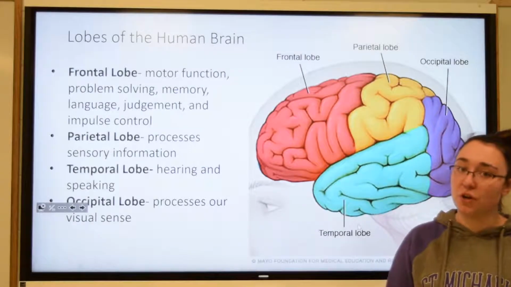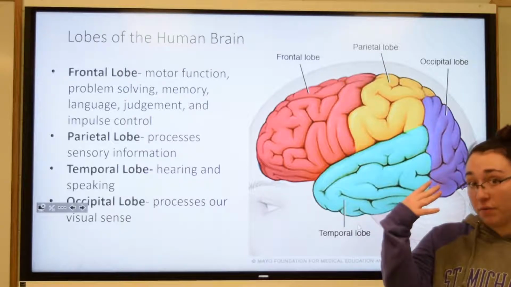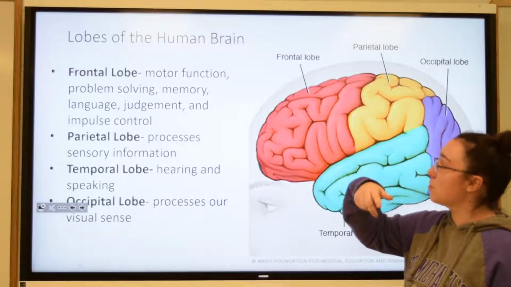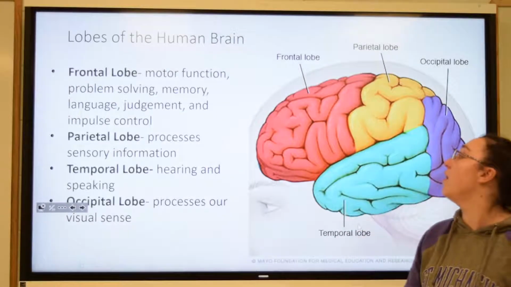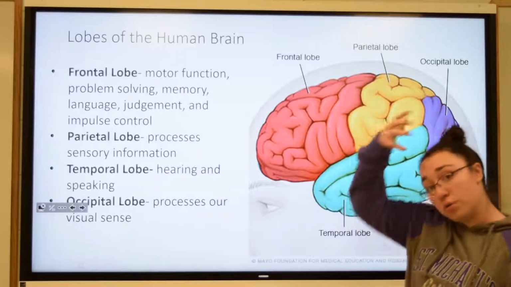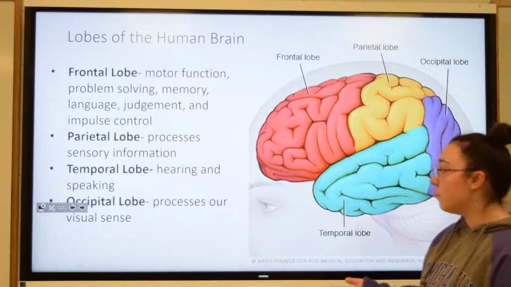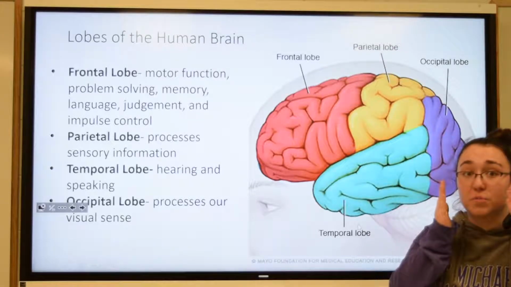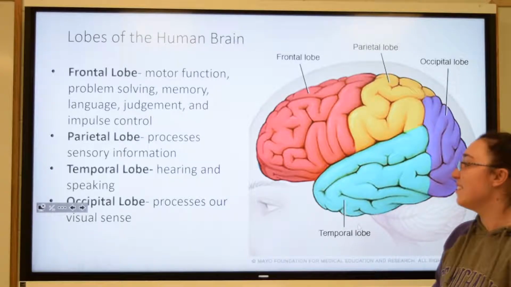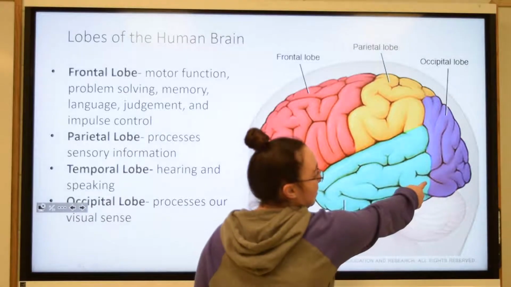There are four major lobes that the brain is subdivided into, which are named after the bones that they reside below. There is the frontal lobe, which is located in the front of the brain, which is responsible for motor function, problem solving, memory, language, judgment, and impulse control. There is the parietal lobe, which is located up here and processes sensory information. The temporal lobe, which is by your temples, which is responsible for hearing and speaking, right here in blue. And lastly, the occipital lobe, which processes our visual sense and is located in the back of the brain.